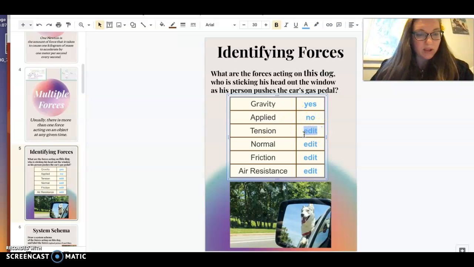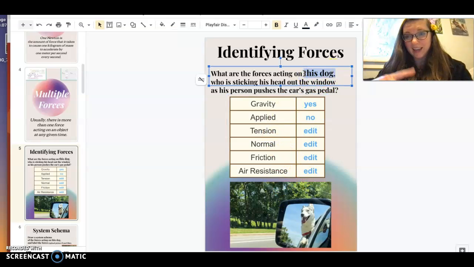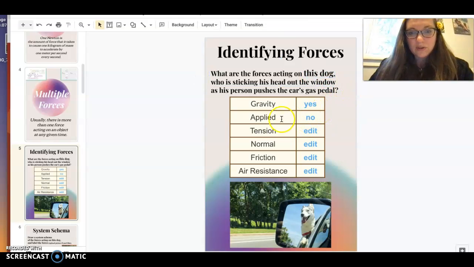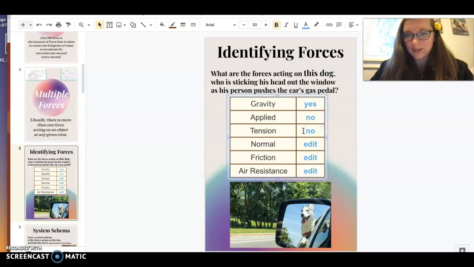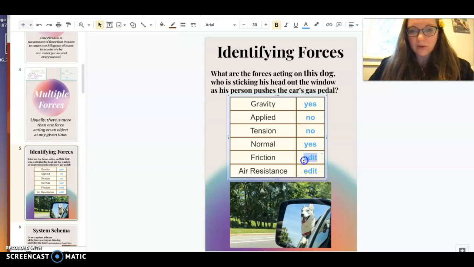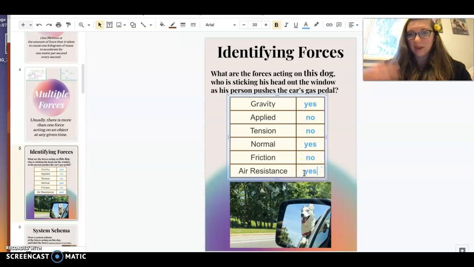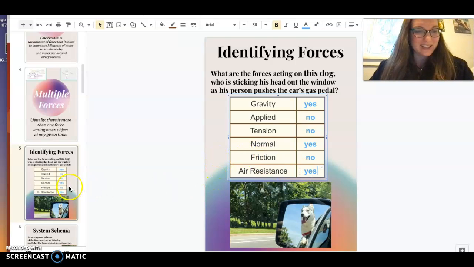If you're doing a system schema about it, this is what's going to be in our dotted line. So there is an applied force in the system, but not on the dog. There is no tension on the dog unless the dog's got a leash on and the owner is pulling on it. I'm going to say no because I would never do that to my dog when we're in the car. There is a normal force: the seat is holding the dog up, the car is holding the dog up. There is no friction for the dog, but there is air resistance, the wind pushing against him as he sticks his tongue out the window.